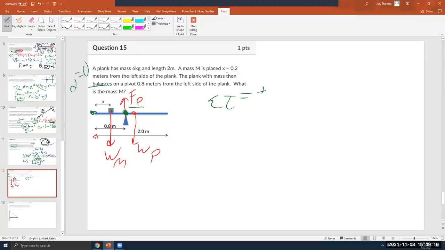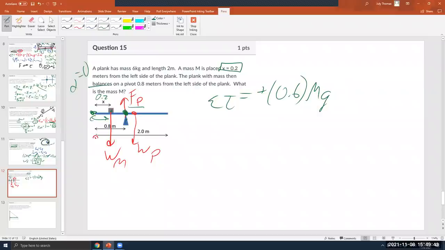They tell us that the mass was placed at X equals 0.2 meters. So they have X labeled right there. It'll be 0.2. If the pivot is 0.8 from the left end, and this one is 0.2, that gives you a difference of 0.6. And it's some mass M times G.